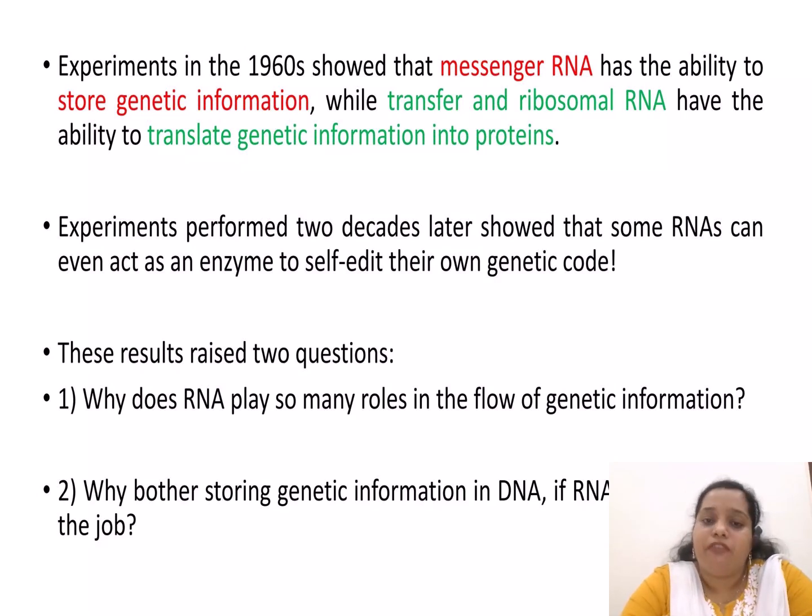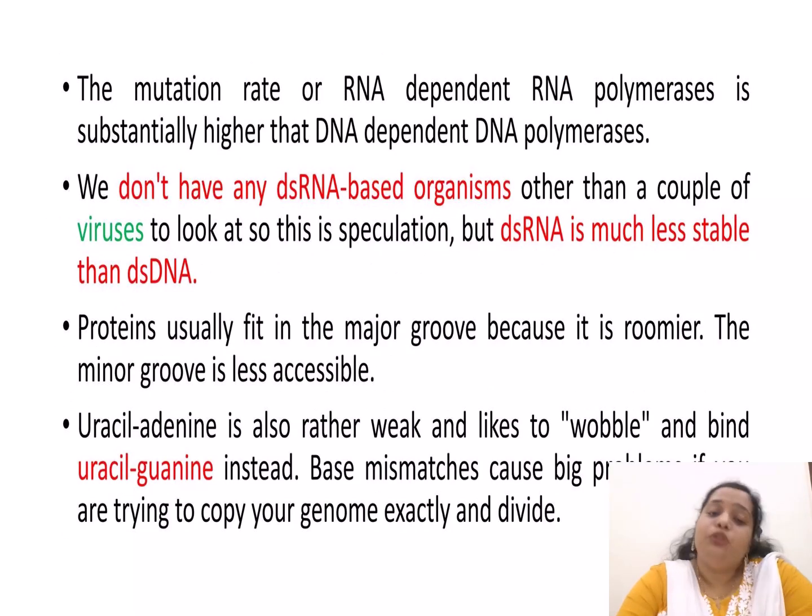So experiments performed several decades ago later showed that some RNAs can also act as an enzyme to self-edit their own genetic material. But then this created two major questions: why does RNA play so many roles in the flow of genetic information, and why bother storing genetic information in DNA if RNA is doing that job? So the answer is the mutation rate. The mutation rate of RNA dependent RNA polymerase is substantially higher than that of DNA dependent DNA polymerase.